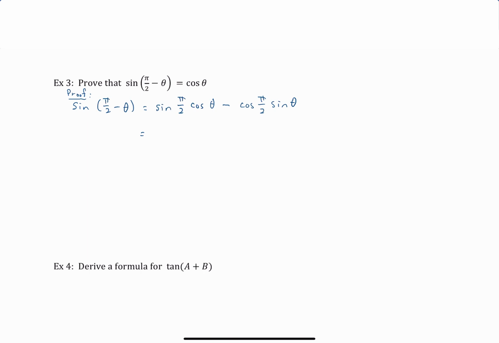Now we can evaluate the trig functions that have the pi over 2 in them. Sine of pi over 2 is 1. Cosine of pi over 2 is 0. And that simplifies to just cosine of theta. Notice that in a proof, you really need to put all the steps in. Don't skip any of these.